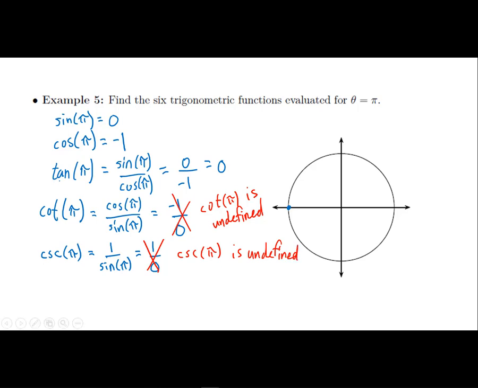But the secant isn't going to give us any trouble at all because that's going to cause the cosine to be in the denominator. And the cosine isn't 0. So this shouldn't be a problem at all. It's 1 over negative 1, which of course I will simplify to negative 1. So again, I've got 2 of the 6 trig functions being undefined here. The other 4 are okay.